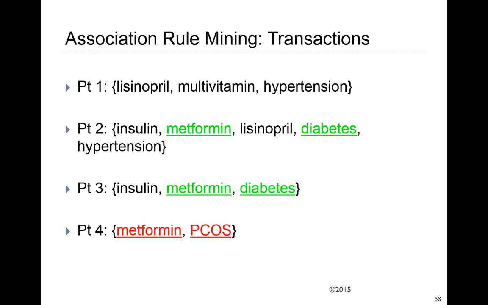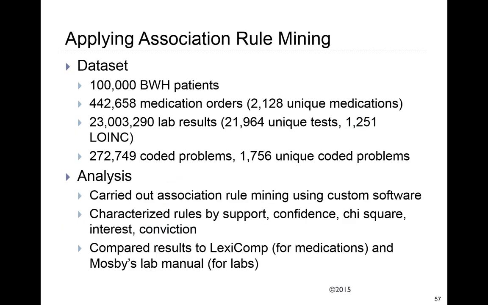But if you repeat this process on a very large number of patients' records, you start to develop some statistical sense of the strength of association between things like medications and problems. We also do this for laboratory results and problems, billing codes and problems, and a few others that we'll get to in a minute. So if you go forward one more slide.